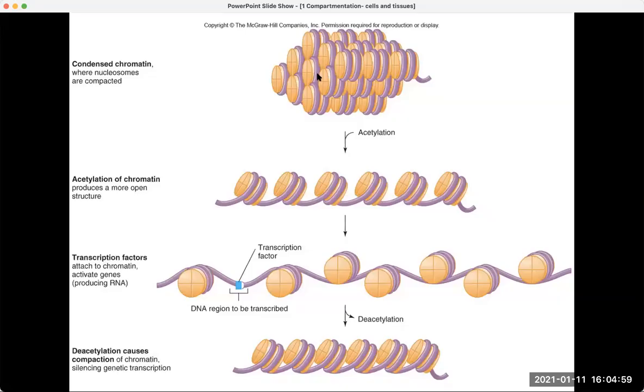So after, right, post-translational modification, you could have the condensed chromosome. You can undergo an acetylation, which is going to produce a more open structure. It unravels it. Transcription factors then can attach to the chromatin, activate the genes, produce the RNA, and then have something like a de-acetylation, which means you're getting rid of it. You're taking that chromatin and you're silencing the genetic transcription factor now. So you have the ability to play essentially with the DNA and the genetic code as you want, maybe in a lab environment, or sometimes it just happens naturally in your body.